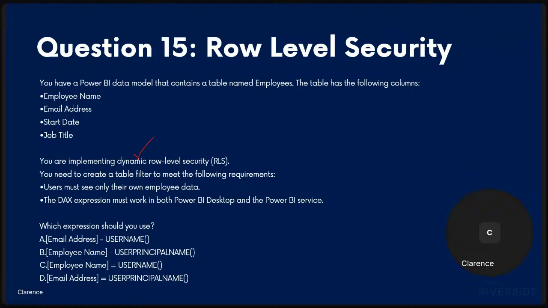We don't want to manually add, let's say, access, whatever. So you probably know that they want to write some sort of script or whatever, and you want to use the best possible way to actually do it. Right? Cool. So they want something dynamic. That's the most important keyword. Implement a dynamic row level security. You need to create a table to filter to meet the following requirements. The users must see only their own employee data.